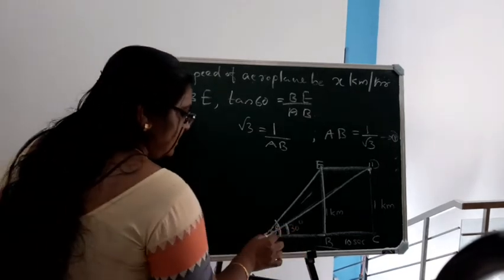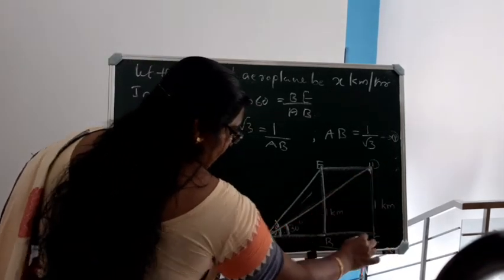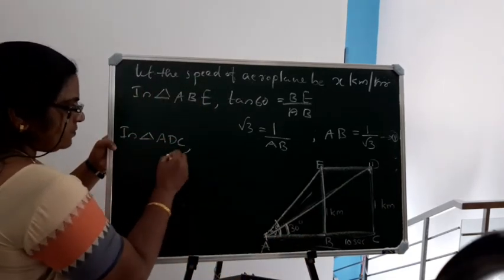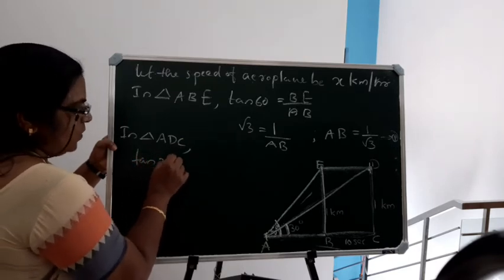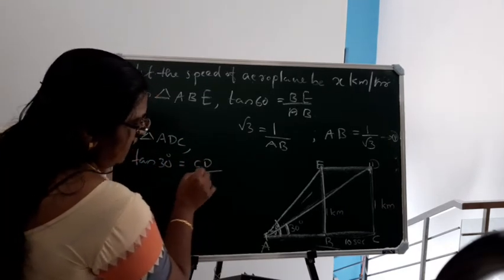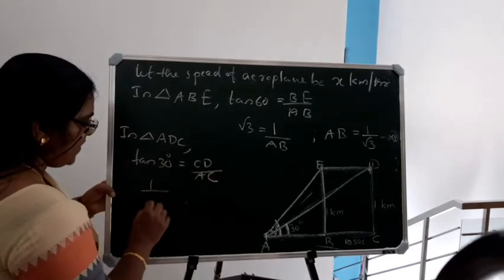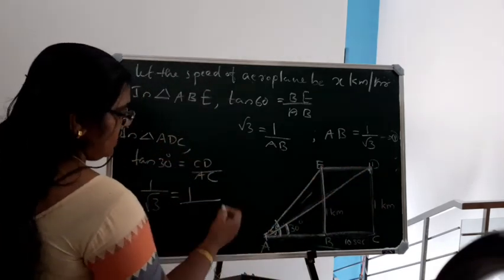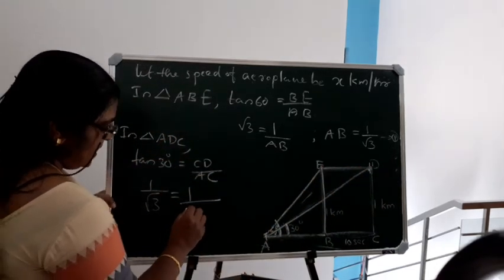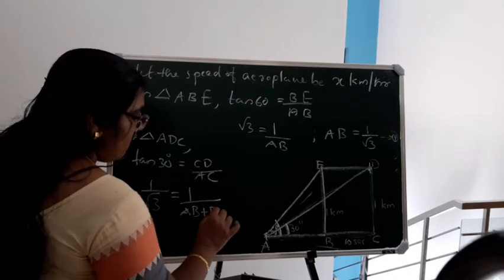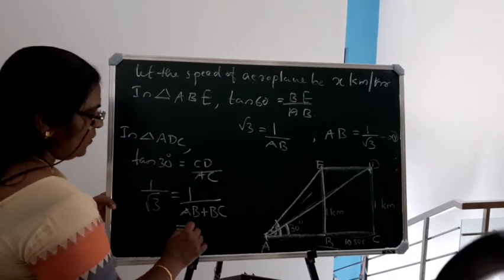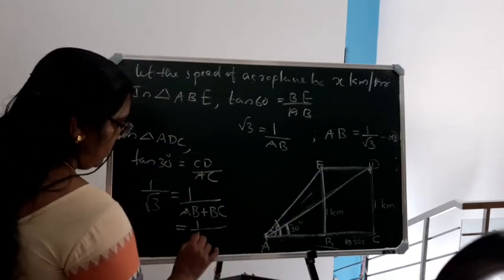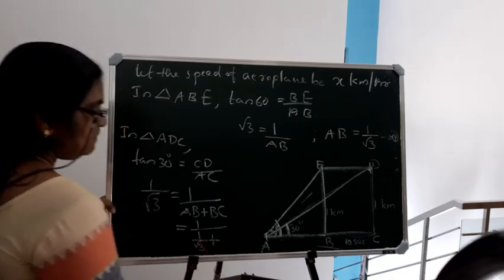Next we consider this triangle ADC. In triangle ADC, tan 30 is equal to CD divided by AC. Tan 30 is 1 by root 3, which is equal to CD. That is also 1 kilometer, divided by AC, which is AD plus BC. Again AB is 1 by root 3. Then 1 divided by 1 by root 3 plus BC.